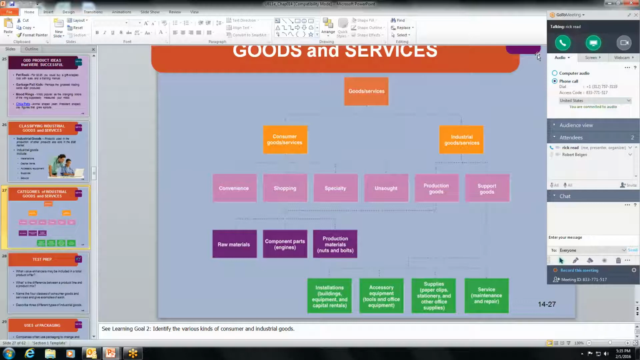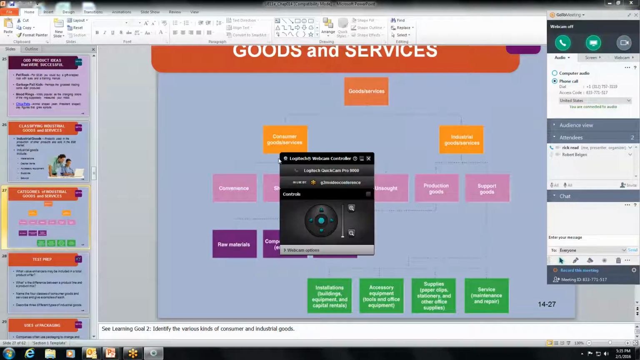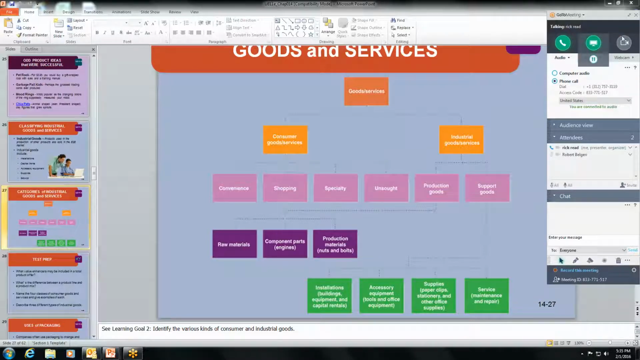Categories. This is categories of industrial goods and services, and this just gives you some graphic, if you will, or wordy, in a way, wordy explanation of the slide we just talked about.